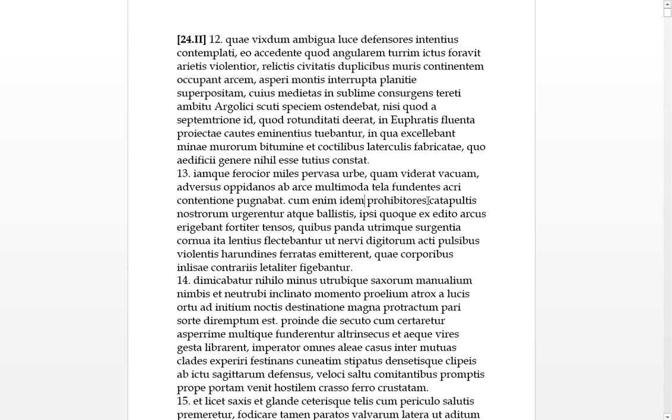These prohibitors would have been called defensors earlier. So these are prohibiting the inrushing people, so they were defending. They were pressed on by catapultis nostrorum, by our catapults and ballistas. Ballistas are like something that throws rocks, I guess. And ipsi, themselves, looks like now we've changed person. These have now changed to the nostrums, ours.